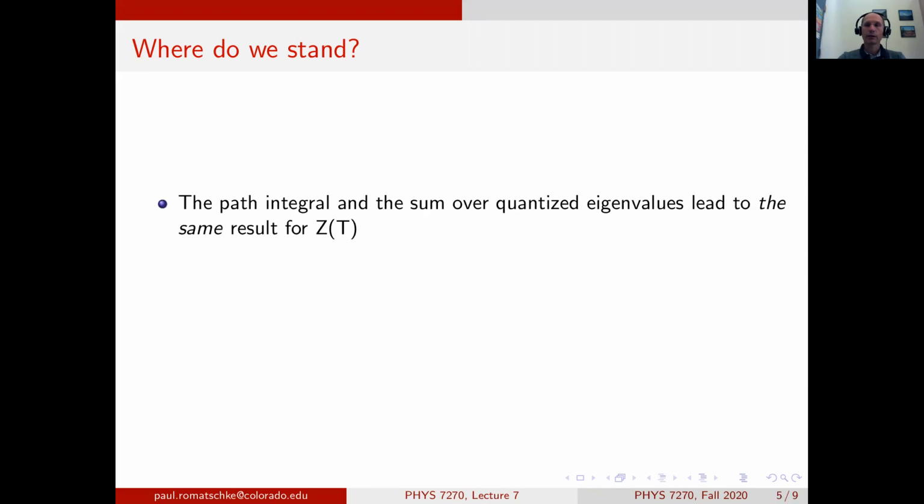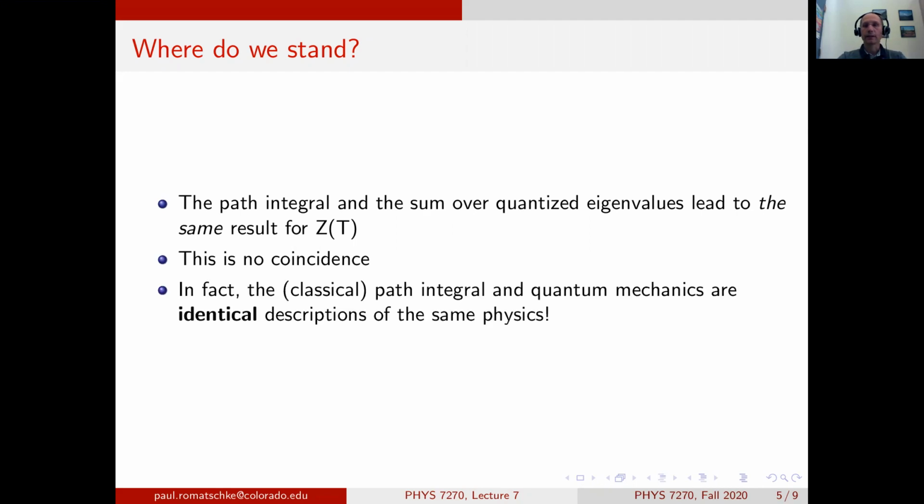Now, the main point to realize is that the path integral and the sum over the eigenvalues lead to the same result for this quantum mechanical partition function. This is not a coincidence. In fact, the classical path integral and quantum mechanics are identical descriptions of the same physics.